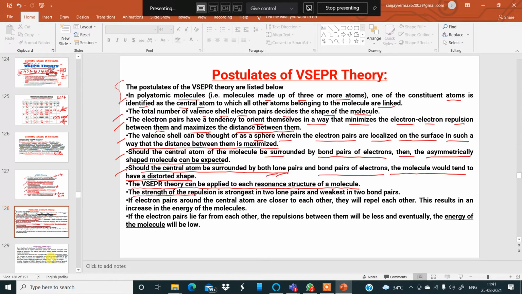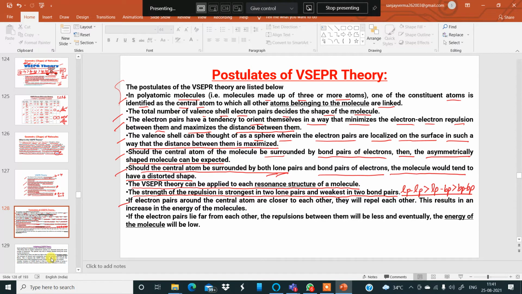The strength of the repulsion is strongest in lone pairs and weakest in two bond pairs. So this I have already told you. Lone pair repulsion is higher than lone pair bond pair repulsion, which is higher than bond pair repulsion. This you have to remember. Very, very important, what we call the order over here.